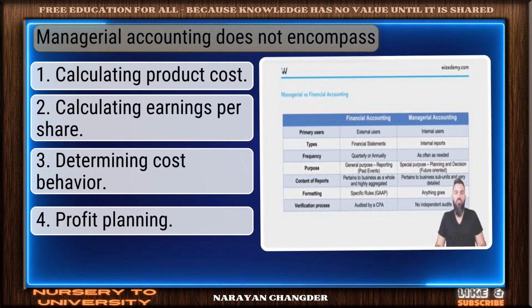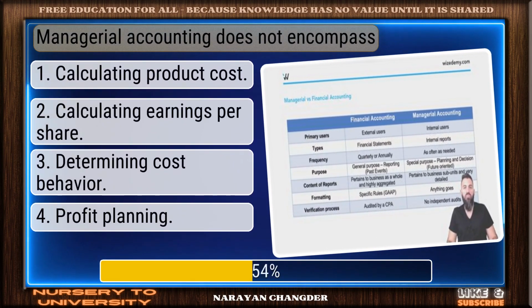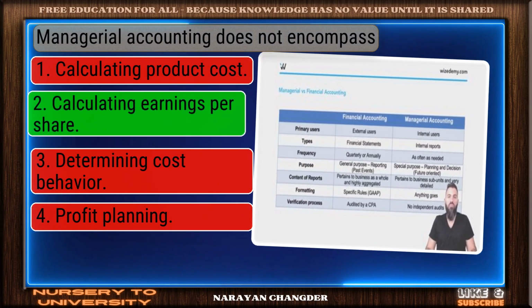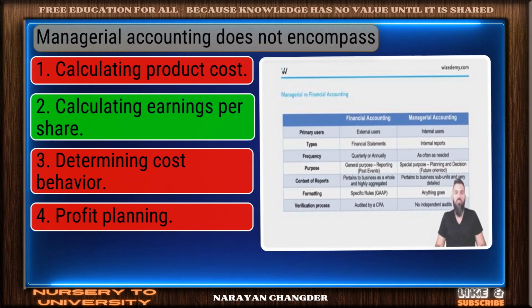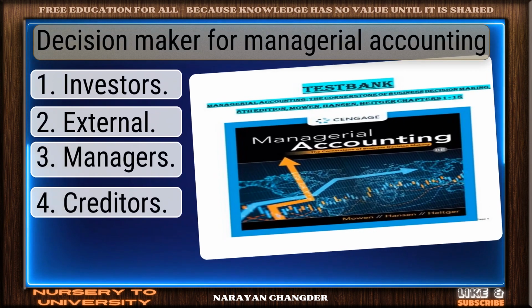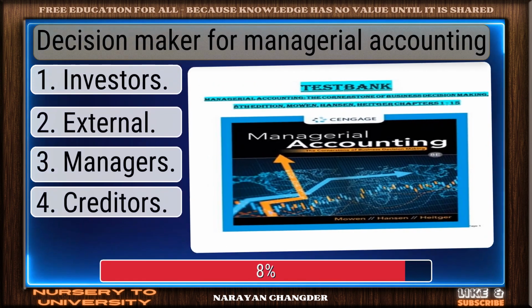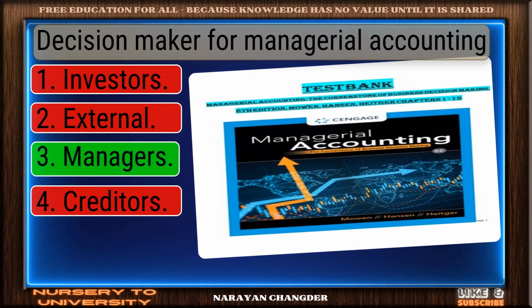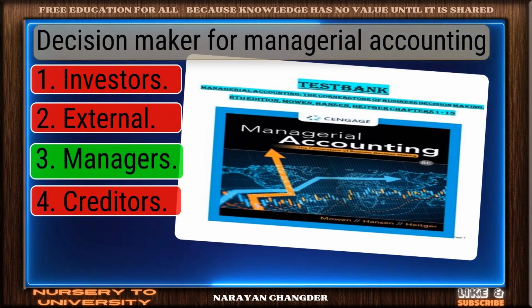Managerial accounting does not encompass. Nice selection. Calculating earnings per share is the correct and valid answer. Decision maker for managerial accounting. On track. Managers is the correct answer.